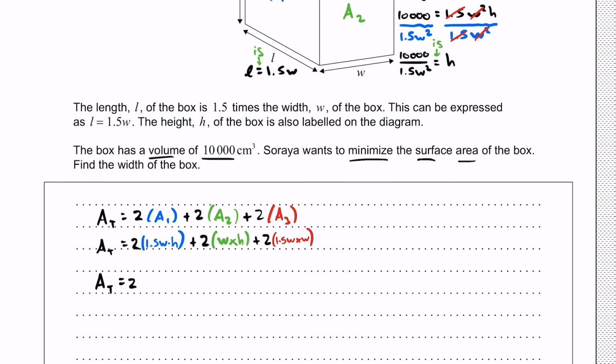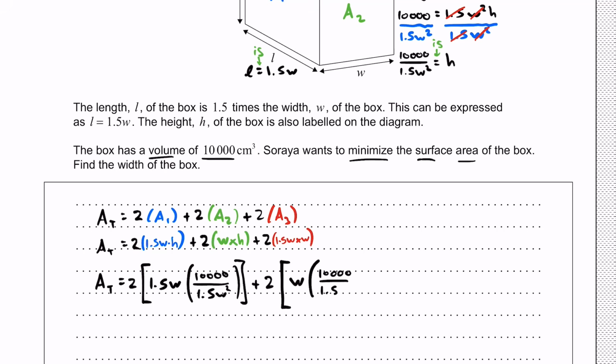At is equal to 2 times 1.5w, that can stay. And then h. What is h? H is equal to, hope this is okay to include these double brackets like that. I mean, in terms of not introducing too much complexity. All right, let's use square brackets just to help draw a distinction. Might look a little funny, to be honest. 2 times w times h. Don't really want that h. So w times h. H, once again, is that 10,000 over 1.5 w squared. And then lastly here we had 2 times 1.5 w times w is just w squared.